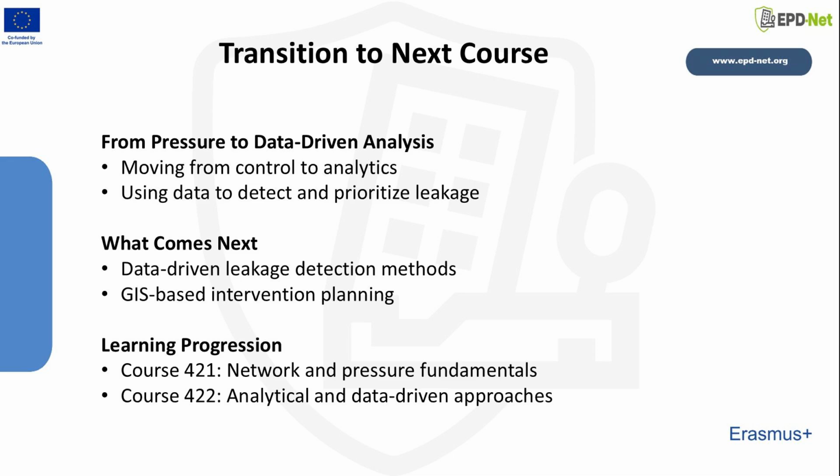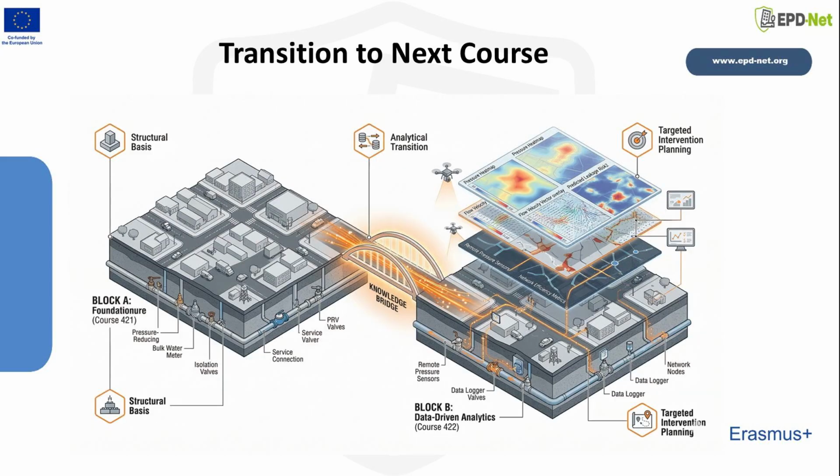Learners will explore how data from sensors, meters, and GIS-based systems can be used to detect leakage, analyze patterns, and support targeted intervention planning. This progression from foundational concepts to analytical methods reflects the practical workflow used in modern water utilities. By building on the knowledge from Course 421, learners will be prepared to engage with data-driven leakage detection and decision support techniques in Course 422.